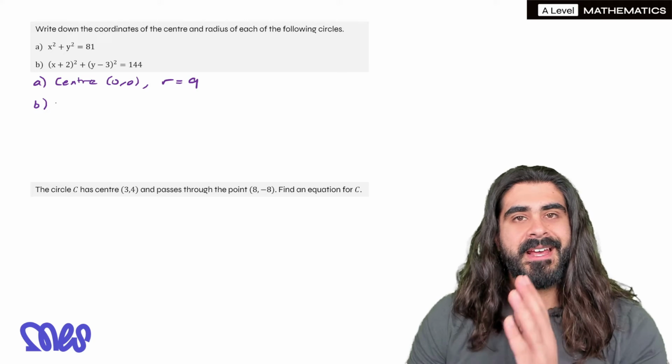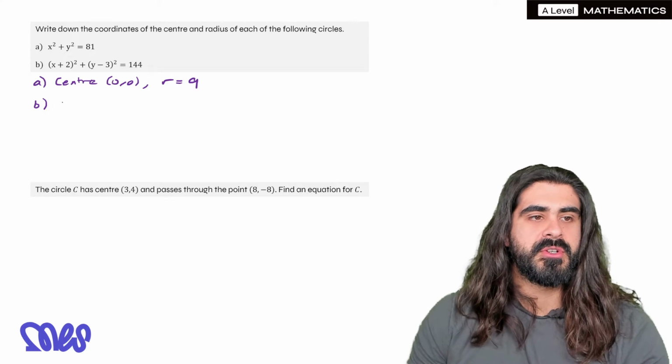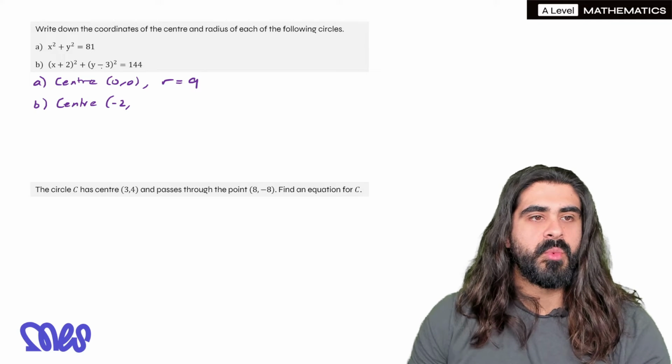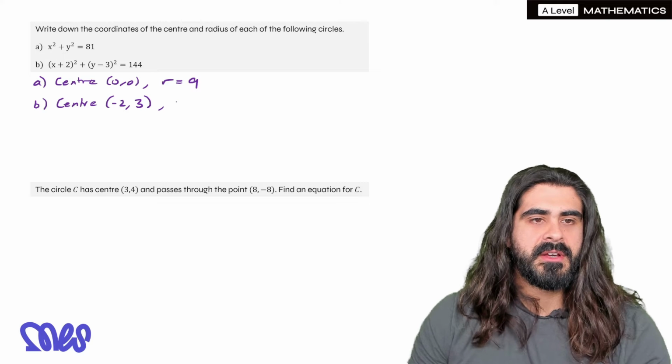For part B, remember it's x minus a. So for it to be x plus 2, the center is going to be minus 2. Then y minus 3 means that b is 3 in this case. And the radius is root 144, so 12.